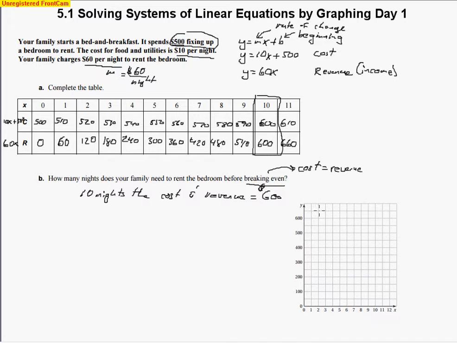And so here we've got an XY coordinate plane, and the x-axis represents the number of nights. And then our y-axis represents the amount of money, the dollars that we've earned. So we'll just say amount of money. So what we'll do is we'll start off with our first equation, our cost equation.